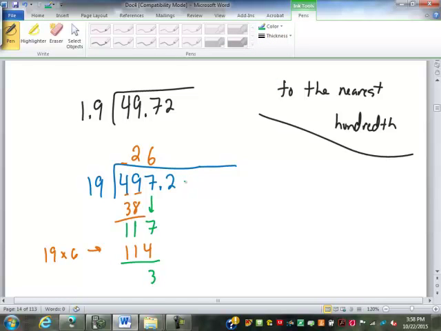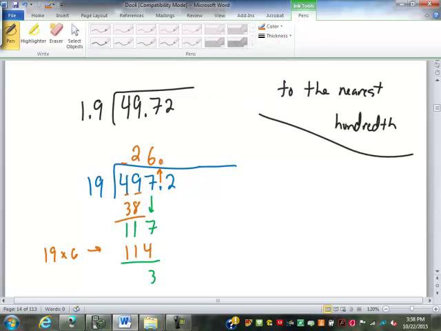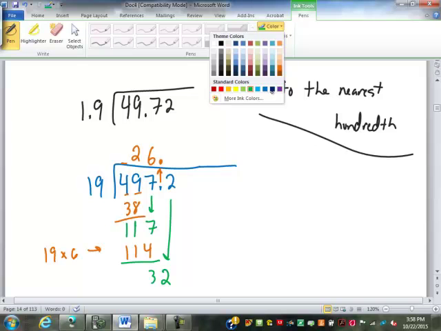Subtract it to get 3. Then bring your 2 down. Careful, bring your decimal up. Before we bring the 2 down, we have to move the decimal point up. Then we can bring the 2 down. So now it is 32. You're just a couple steps ahead of us.